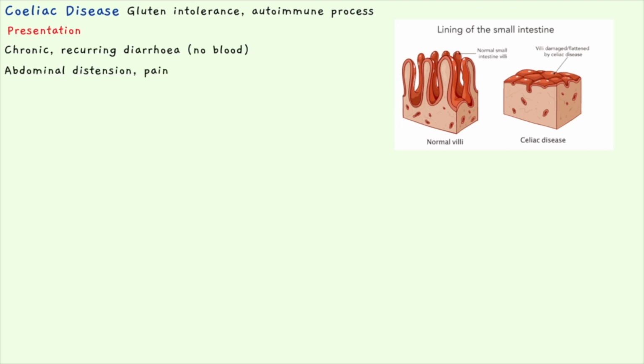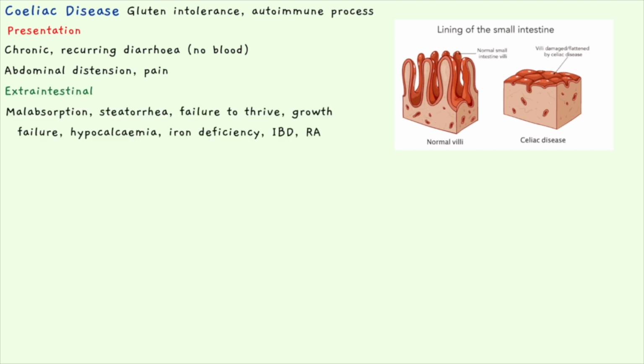Presentation is commonly due to chronic recurring diarrhea, but there is no blood, no hematochezia, and chronic diarrhea is usually over 2 weeks. If it's less than 2 weeks, you'll be more likely to think of an infective cause. The patient may also have abdominal distension on examination, and they may also report pain.